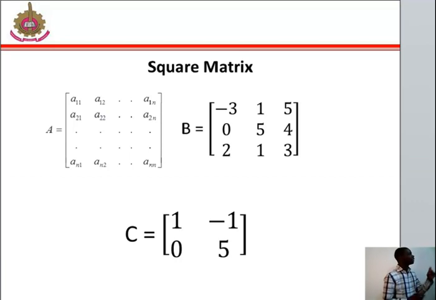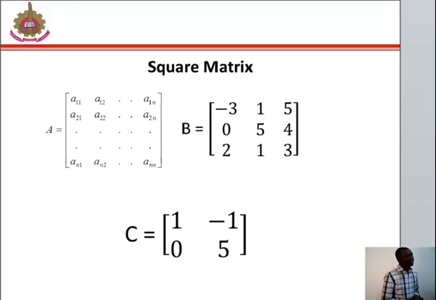As you can see on the slide, that is the general form of the square matrix, where you have matrix A equal to A11, the first element. That 11 means the first element in the row and the column, and the second element is A12, and so on and so forth. And B is also a square matrix. C is a square matrix.